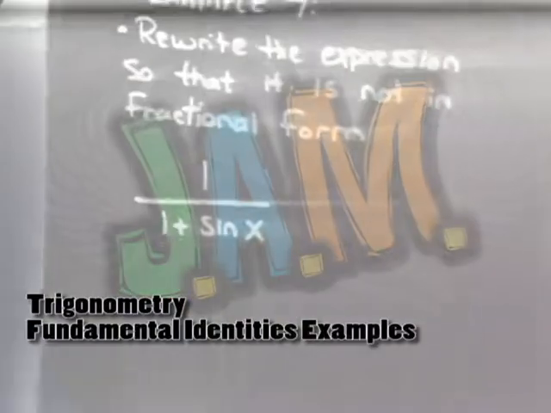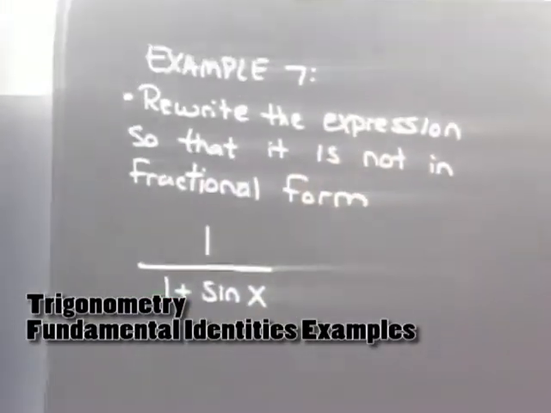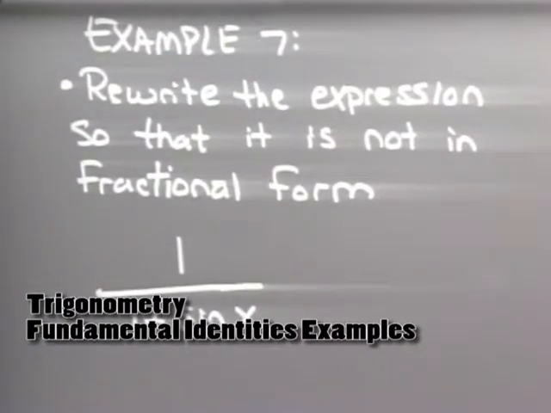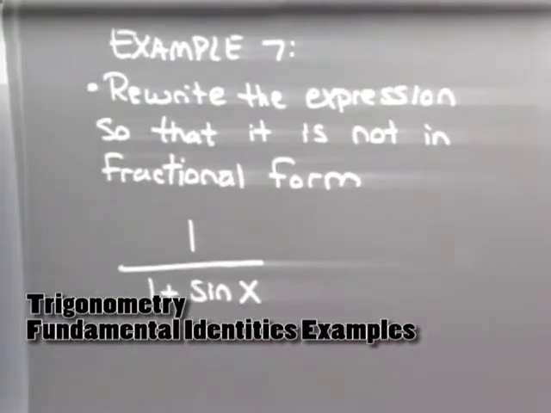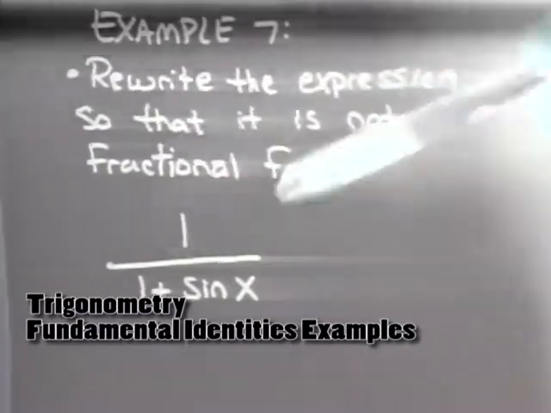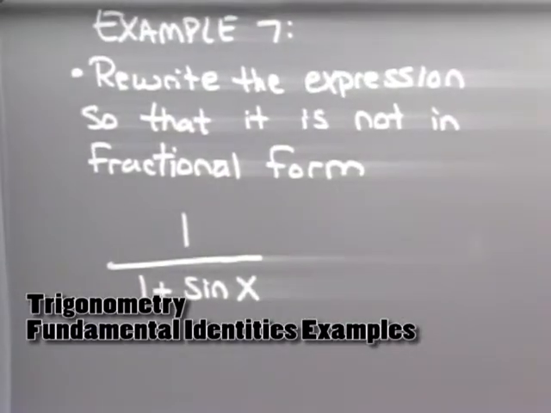Last thing right here. Rewrite the expression so that it is not in fractional form. This is example number 7. I think it's the last example I do in chapter 2.1. When you have a function and it's got just a number 1 up here, but at the bottom you have a binomial there. It says 1 plus sine x.